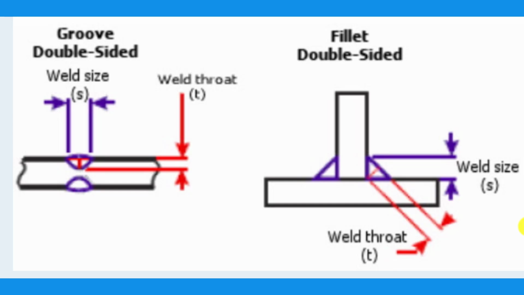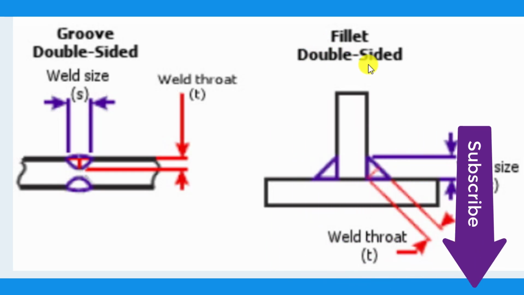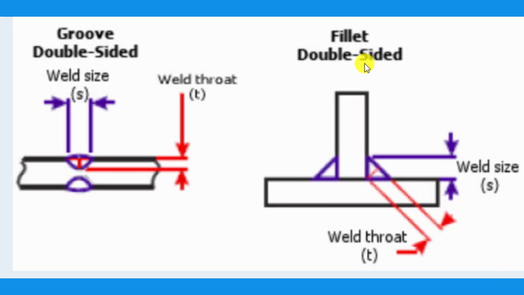SolidWorks Simulation has two types of weld simulations. First is groove type welding and the other is fillet weld type. Fillet weld type may be a single fillet, single sided, or maybe a double sided fillet weld. In this simulation, you will learn to calculate the weld size as well as the weld throat.